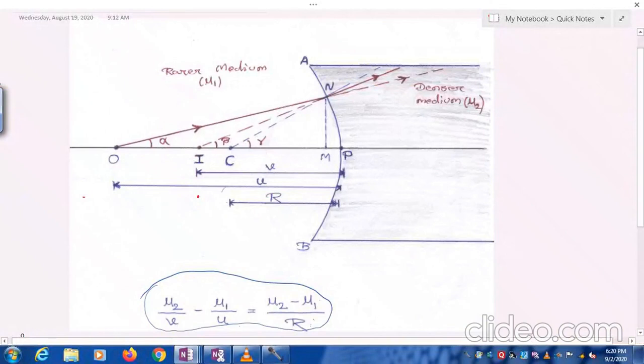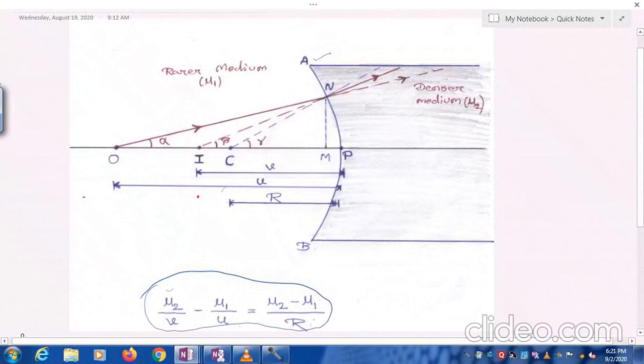The formula of the refraction at a spherical surface. See, here we have taken a concave spherical surface, and this is the required formula for the refraction at a spherical surface. Also we made the derivation of the refraction at a convex spherical surface.